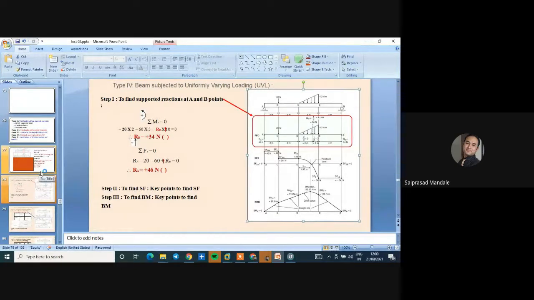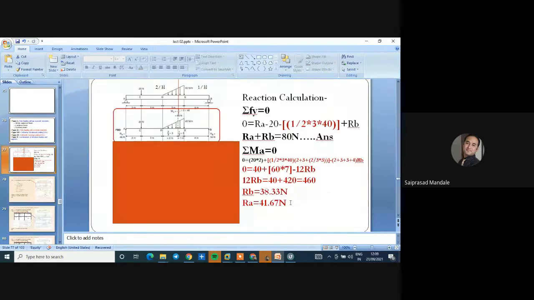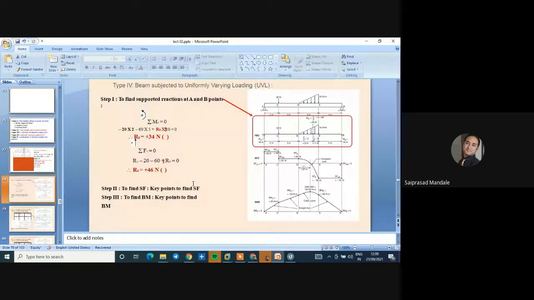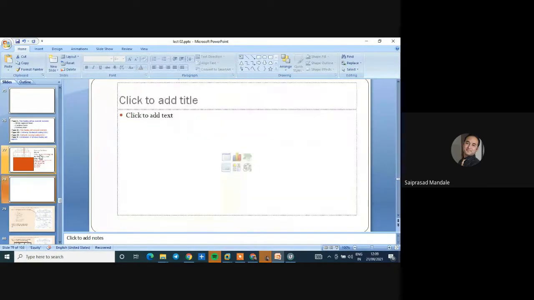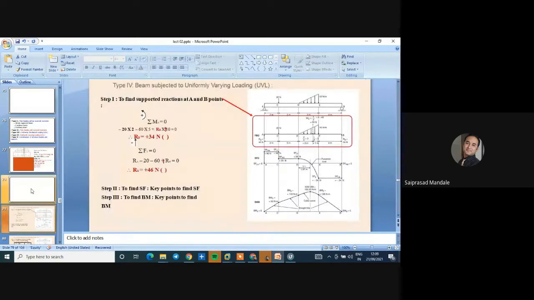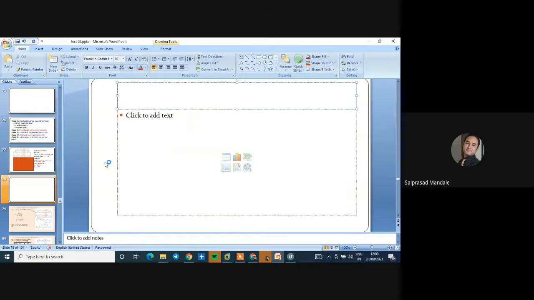So we come to... Everybody has to do the calculation. That's it. Okay. Next. आपण RA आणि RB calculate केलाय. Then the next point is reaction calculation. Reaction calculation, then SF calculation. Okay.